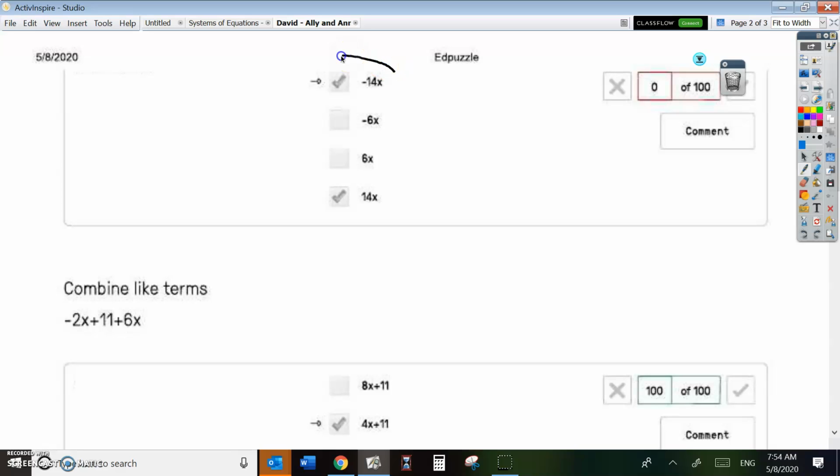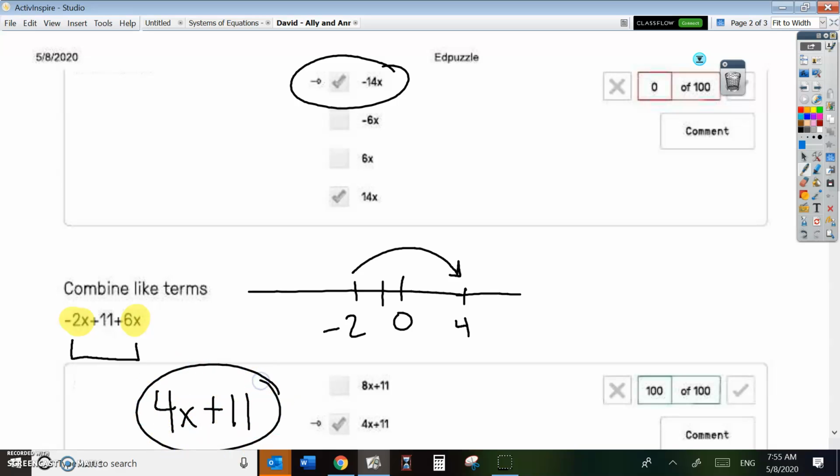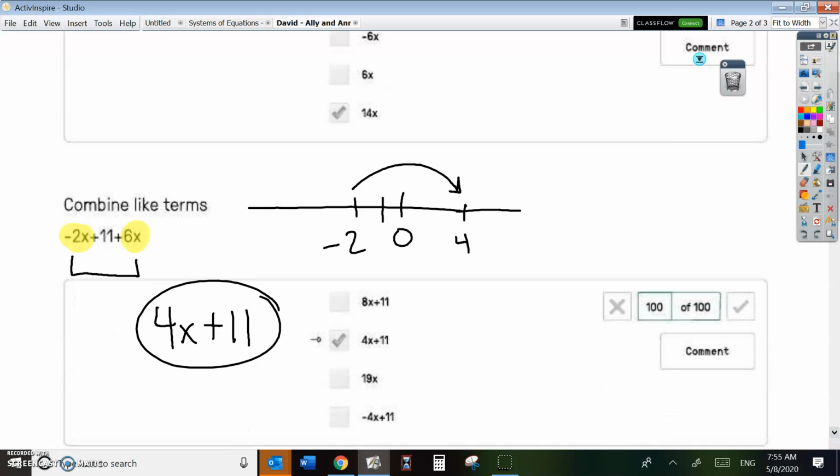Okay, so this is the problem that we just did at the top of the other screen. This first term has an x, this last term has an x. The 11 does not, so you can combine the minus 2 and the plus 6. Think about a number line again. Here's 0, here's minus 2, and you need to add 6 to that, so you're going this way. So where will it land? It lands at positive 4, so it's 4x plus 11. Okay, and it looks like that one was correct for you. Nice work.